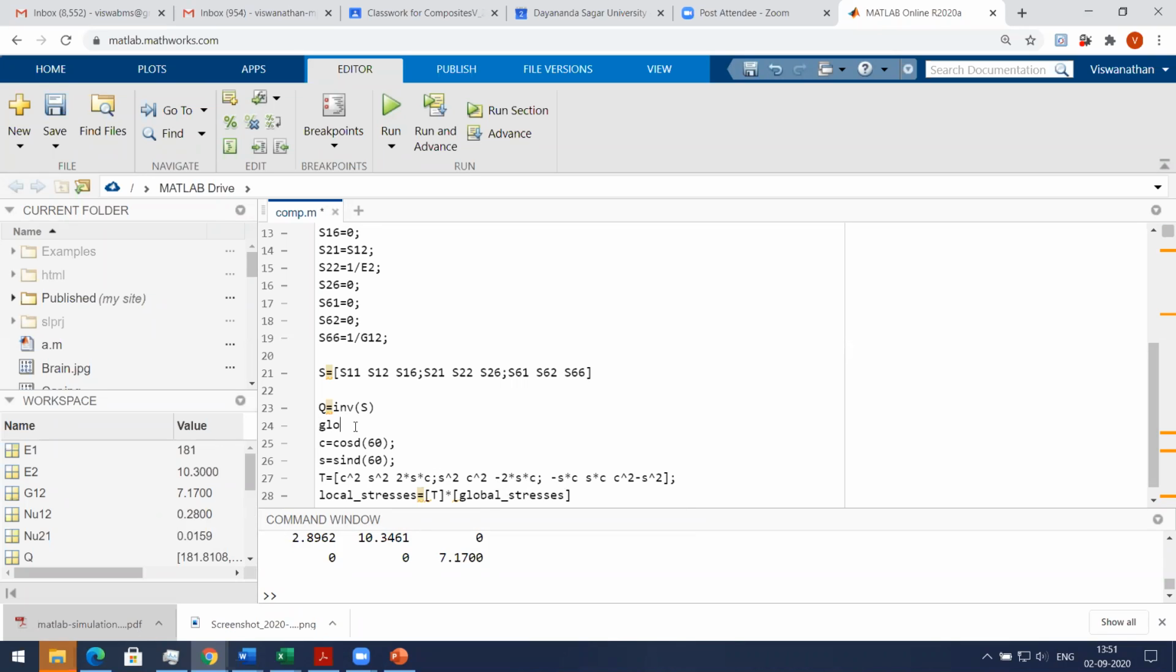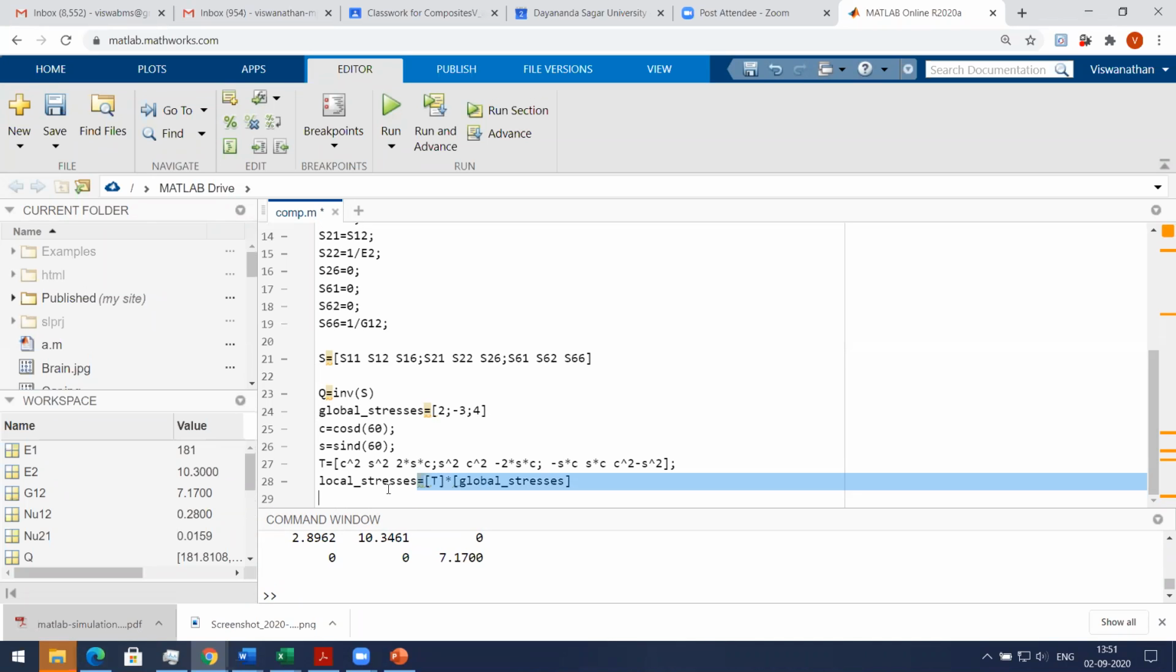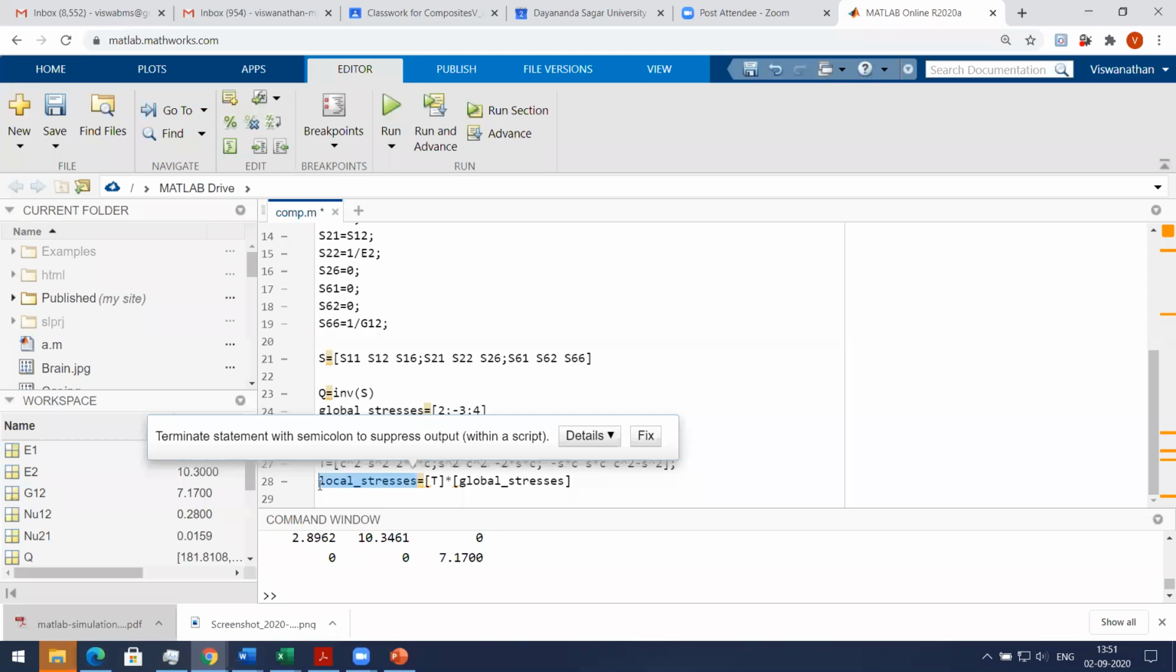Global stresses need to be defined. That's the input variable. Global stresses are 2 MPa, minus 3 MPa, and 4 MPa. So I'll get local stresses in what units? MPa, because the global stresses are in MPa, so I'll get the local stresses in MPa.